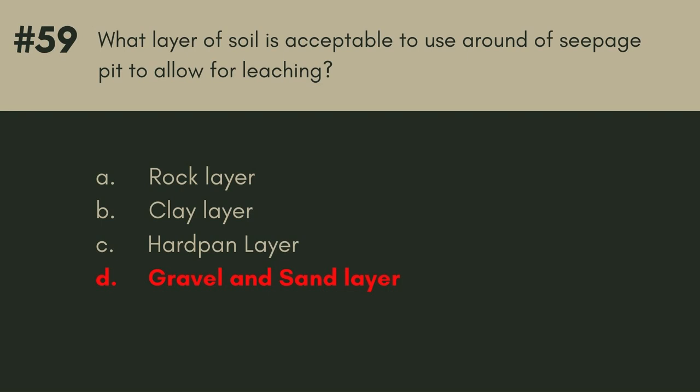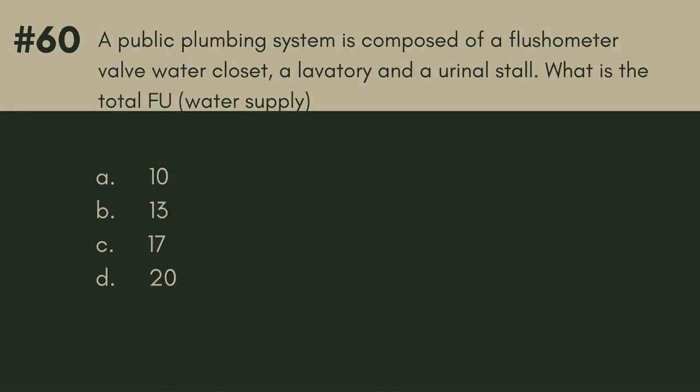Gravel and sand layer. Question 60. A public plumbing system is composed of a flushometer valve water closet, a lavatory and a urinal stall. What is the total fixture unit for water supply? A. 10. B. 13. C. 17. D. 20. The answer? It's C. 17 fixture unit.